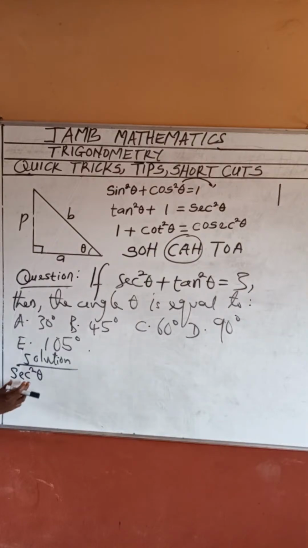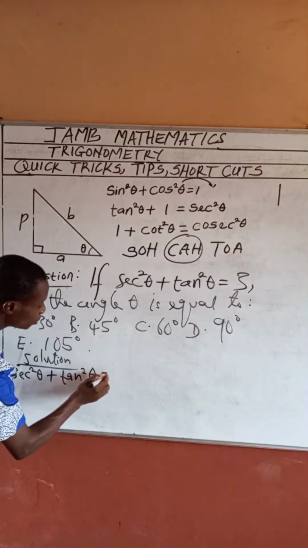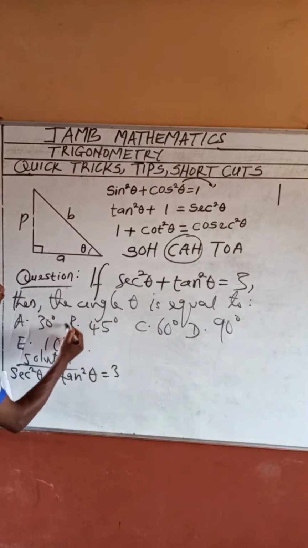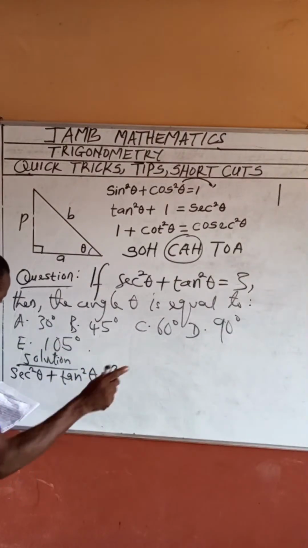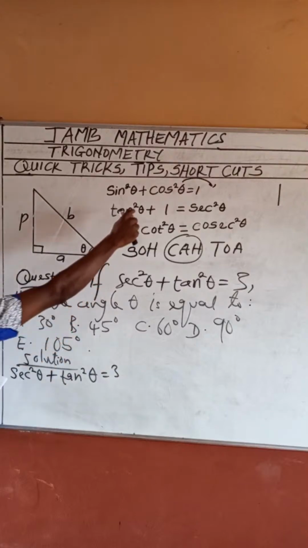This says sec square theta plus tan square theta equals to 3. Yes, MS Sandra said it is 45. So she chose this one. Let us check if we are going to get this answer according to MS Sandra. This is sec square, right? This is tan square. Where are these two related here?